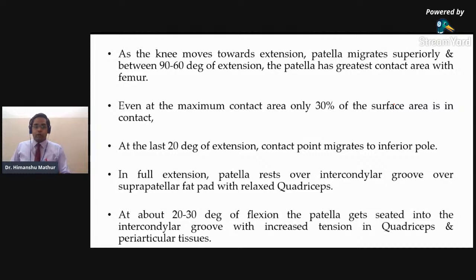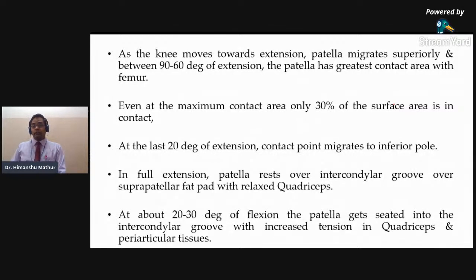All right, now in the last 20 degrees of terminal extension, the contact point migrates to the inferior pole, and in the last 10 degrees I would tell you that not even the inferior pole is in contact with the femoral surface area.